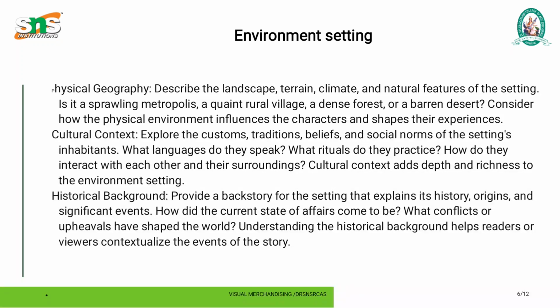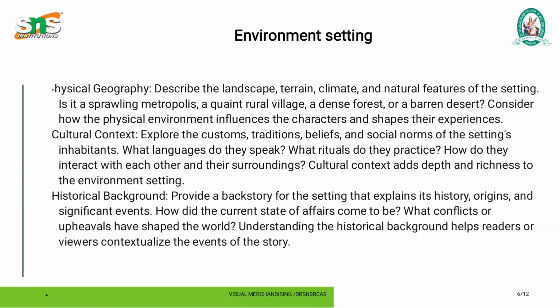First one is physical geography. Describe the landscape, terrain, climate, and natural features of the setting. It could be a sprawling metropolis, a quaint rural village, a dense forest, or a barren desert. Consider how the physical environment influences the characters and shapes their experiences.